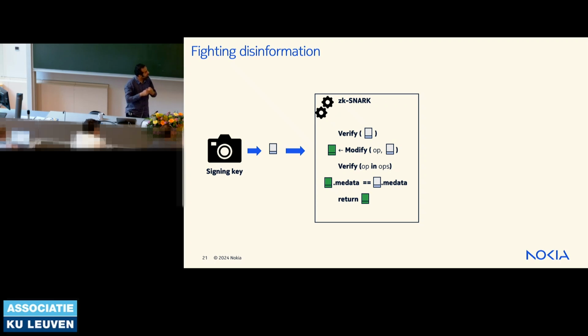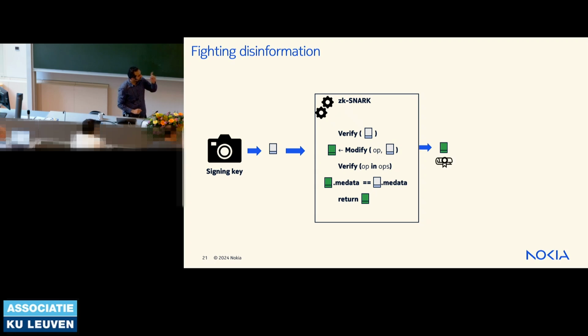You apply the modification, for example, change the brightness a little. You have a new picture, green. And then you verify that this modification was in the list of allowed operations. By the way, this circuit is open source. Everyone can see this. And then you check that the metadata of the previous picture and the new picture are the same. So location, timestamp, everything's the same. And then you return a picture.